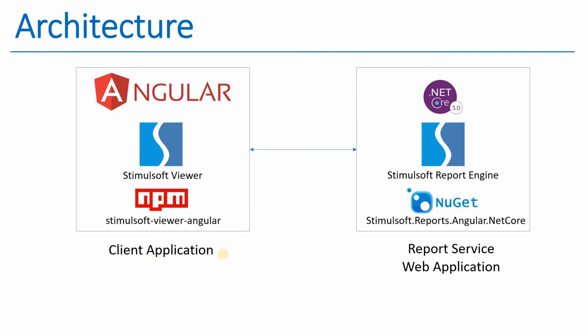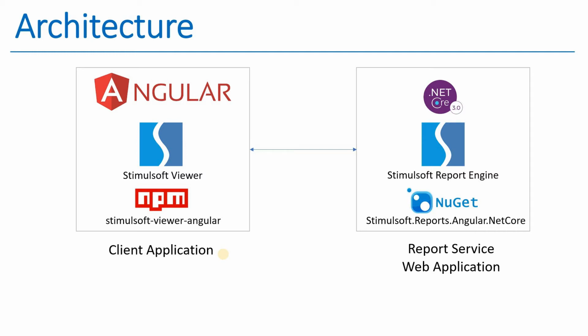This is the architecture of what we are going to do. The reports we are going to host in a separate project, which becomes a separate module, something like a report service module. For that, we'll use a .NET Core web application with the Stimulsoft report engine. For this, we need a NuGet package known as stimulsoft.reports.angular.netcore. For the report module, we only require one NuGet package for producing the reports.